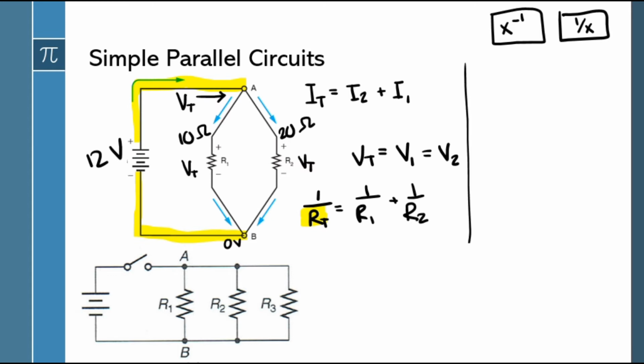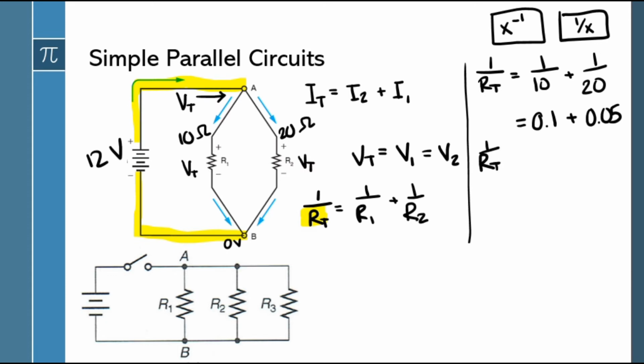So here we go. 1 over RT equals 1 over 10 plus 1 over 20. Now, I'm going to show you 2 ways for a 2-branch parallel circuit because there's an awesome cheat. 1 divided by 10 is 0.1. 1 divided by 20 is 0.05. So 1 over RT is equal to 0.15.